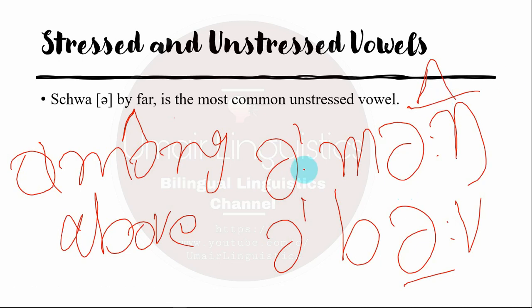But for these speakers, schwa is stressed, but they make it longer, like among. I don't know in which way they pronounce this, but they prolong it. They prolong its duration, so it becomes a stressed syllable. All right.